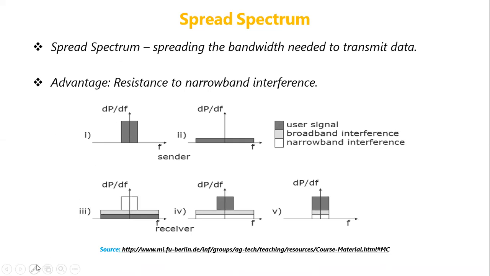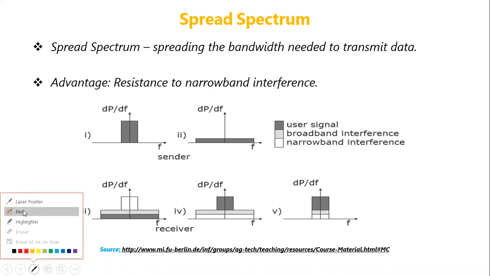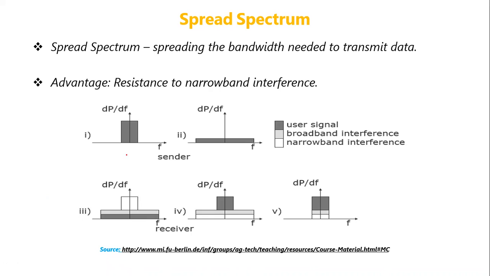So this diagram shows the overall working of spread spectrum. Here, the first diagram is the original signal that we want to transmit. This is otherwise called the user signal, which is represented in dark gray color. That is the one we want to transmit. Before transmitting, the user is spreading the signal across the frequency domain. The user spreads the signal and then transmits it.